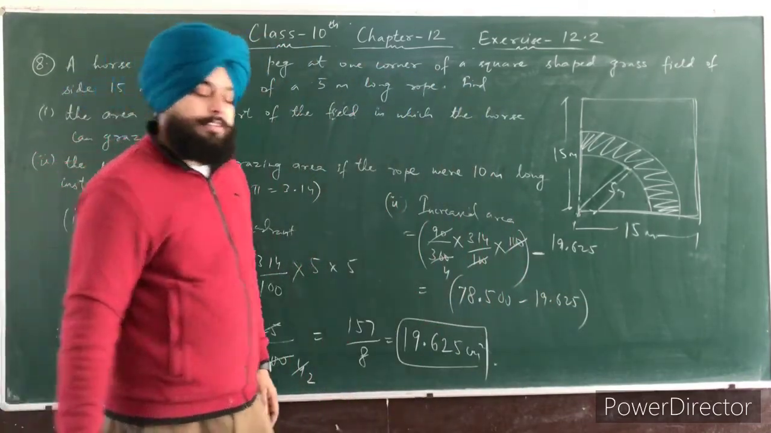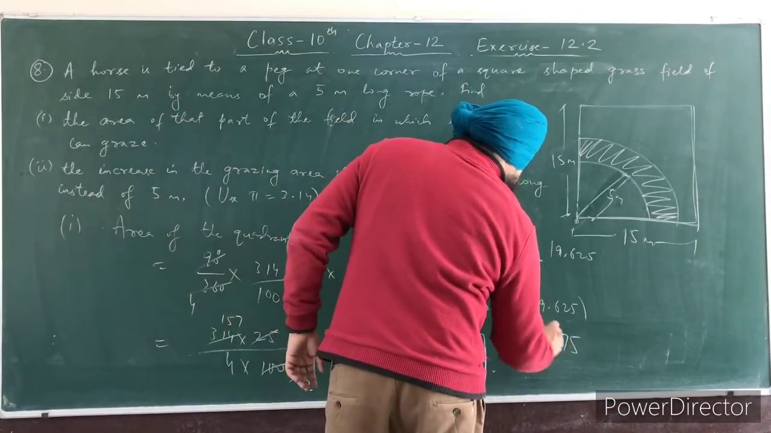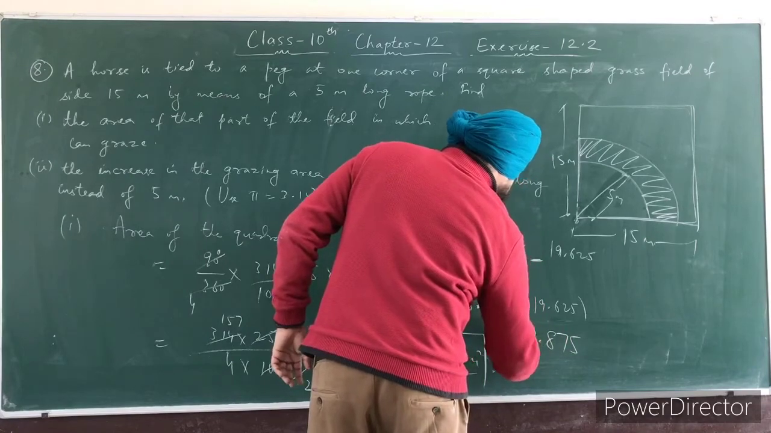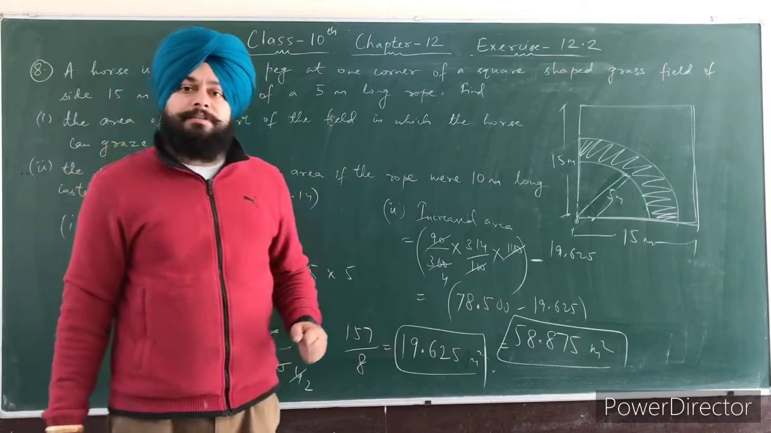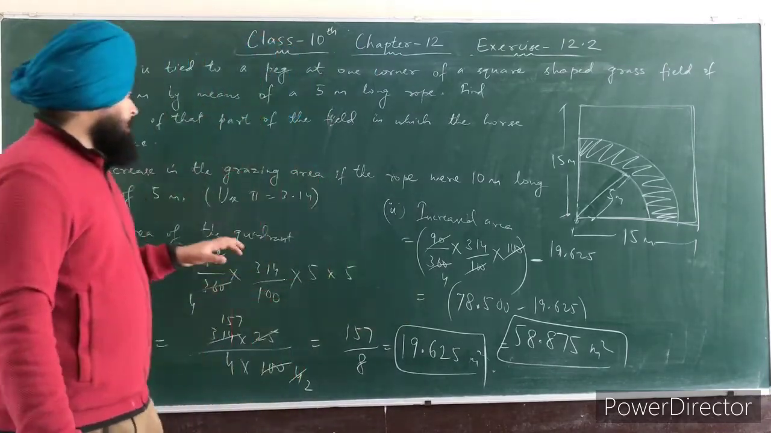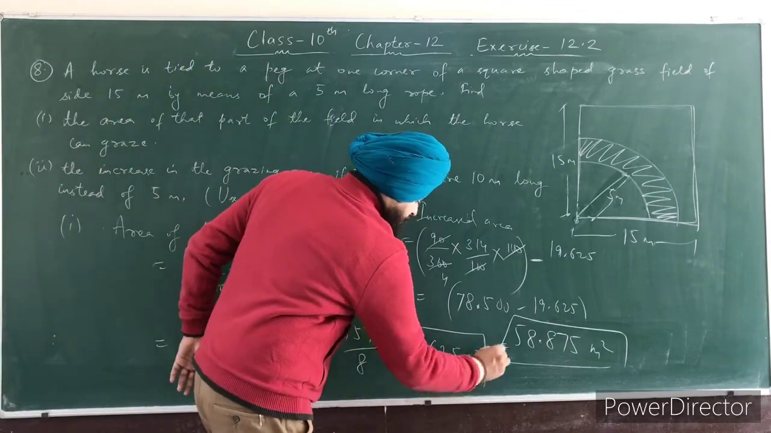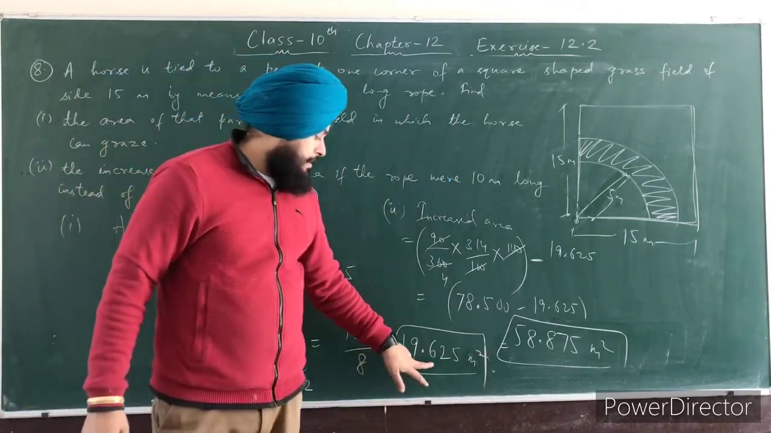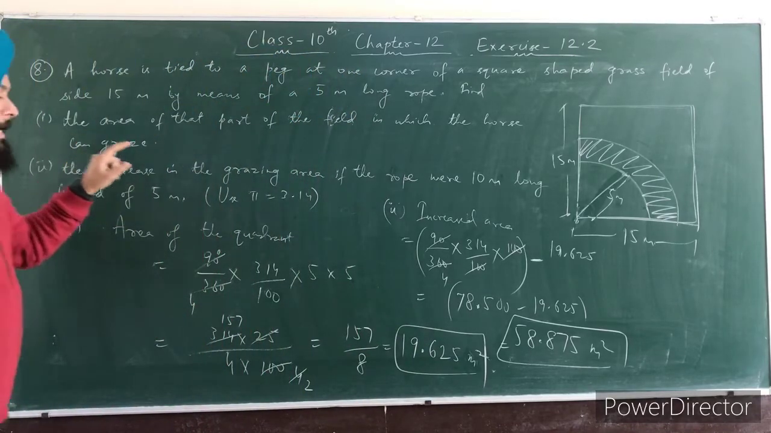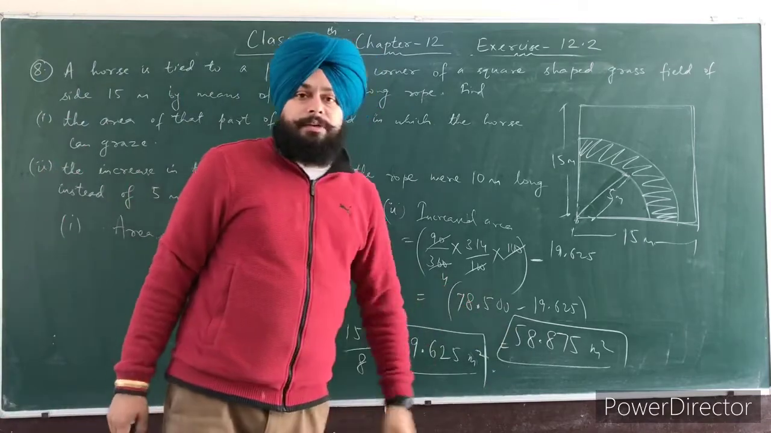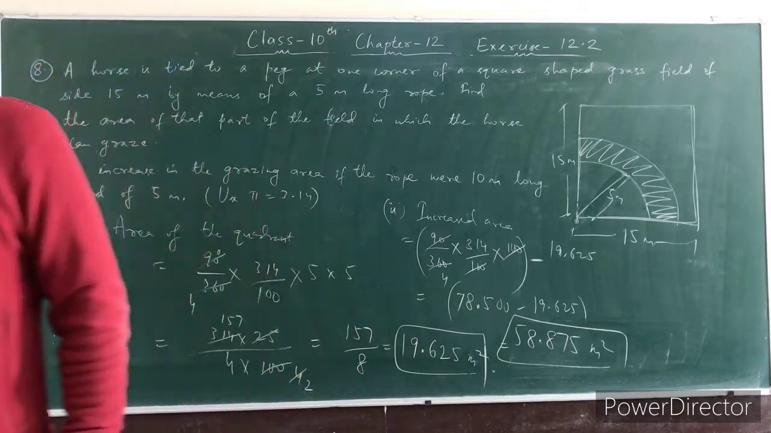78.500 minus 19.625. 10 minus 5 is 5, minus 2 is 7, 8.85 meter square. So 58.875 meter square is the increased area. Alright. Sorry, here it is meter square. Clear? So 19.625 meter square is the answer of the first part and 58.875 meter square is of the second part. Clear, student? This is your question number 8.